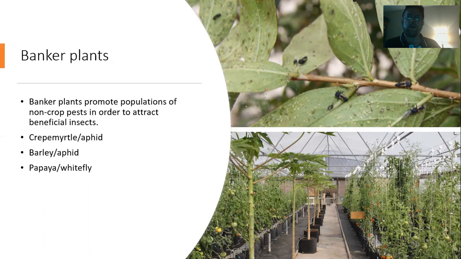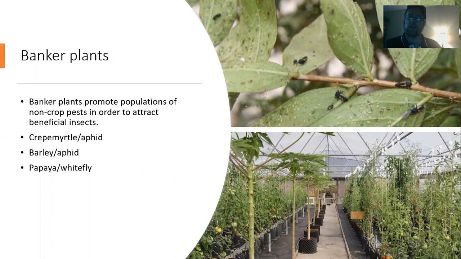Crepe myrtle aphid is very common on crepe myrtles, but it's also very selective on the plants that it will feed. So crepe myrtle aphids essentially really only feed on crepe myrtles. And because of that, the aphid population is a really easy place for beneficial insect populations to build up, feeding on those crepe myrtle aphids, and then also going on and spreading into the other parts of your landscape where those beneficial insects can reduce pest populations on your other plants.